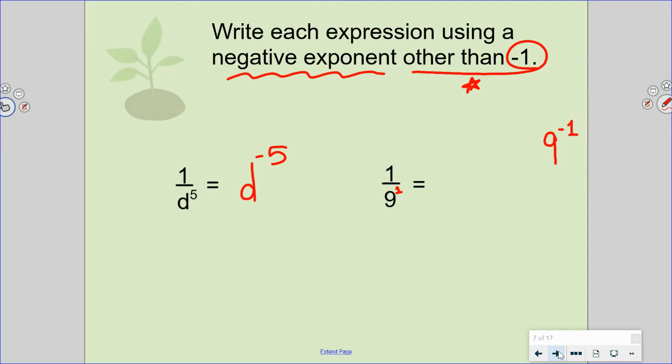So I'm going to write that off to the side. I wonder what I can change 9 into to make it in a power form. Oh, well, how about 3 to the second power? 3 times itself, 3 times 3 is 9. So now we can rewrite this with what negative exponent? We can rewrite negative 2. So again, it's not that 9 to the negative 1 is not accurate. Those are all the same quantities, but they're asking us to rewrite it with a negative exponent other than 1. So sometimes you might have to finagle with the number to help you out with problems like that.